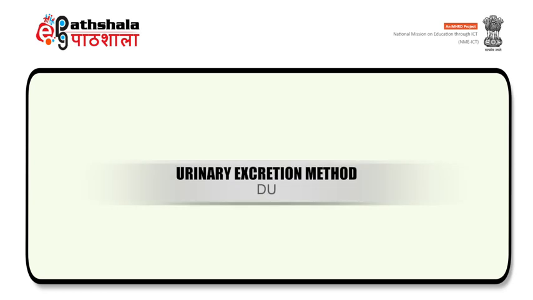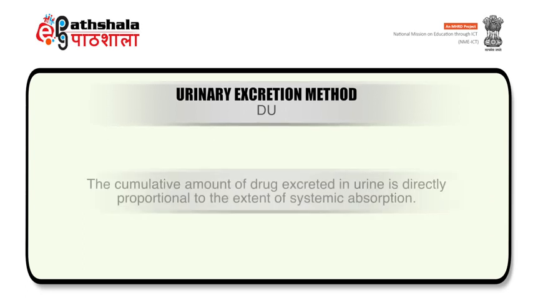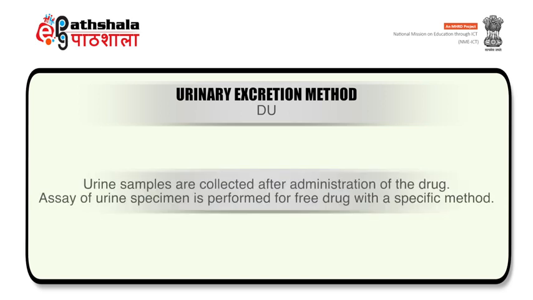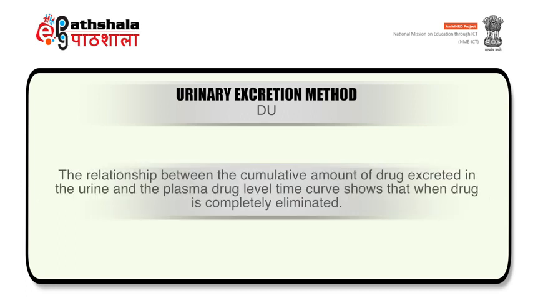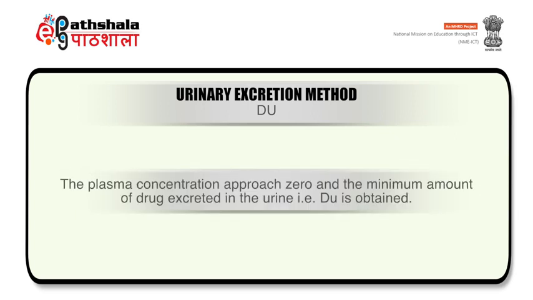The various parameters which are determined when urinary excretion method is used are DU. It is the cumulative amount of drug excreted in urine and is directly proportional to the extent of systemic absorption. Urine samples are collected after administration of the drug. Assay of urine specimen is performed for free drug with a specific method. The relationship between the cumulative amount of drug excreted in the urine and the plasma drug level time curve shows that when the drug is completely eliminated, the plasma concentration approaches zero and the maximum amount of drug excreted in the urine, that is DU, is obtained.